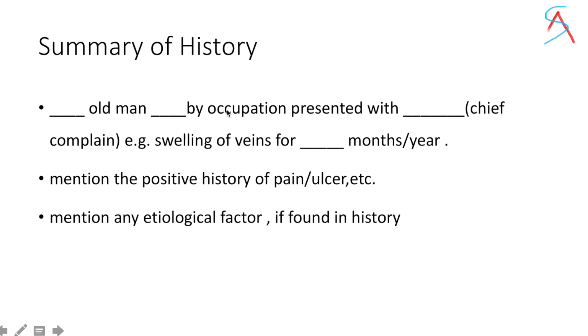Then we have to mention his occupation, presented with whatever the patient told you in the chief complaint, and the duration of the complaint. Then you have to mention the positive history like pain, ulcer, or any etiological factor you found in the history. Then try to put only those negative points which can eliminate the other causes. So through the summary of your history, you have to give an idea to the examiner that you know the basic things, and by your history itself you have eliminated half of the differential diagnosis.